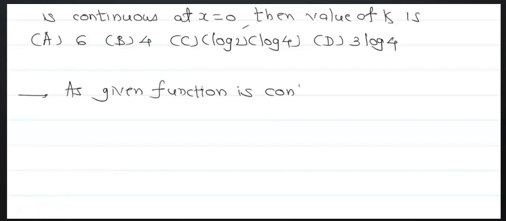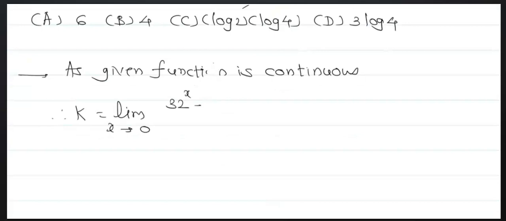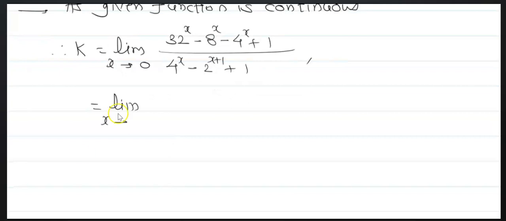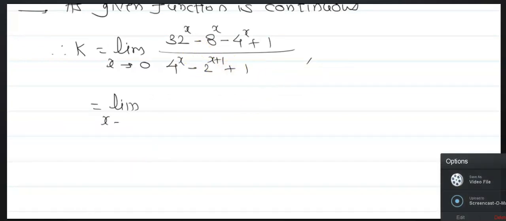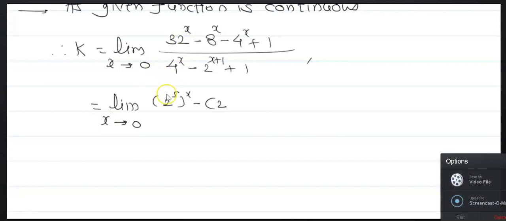As the given function is continuous, k is equal to the limit as x tends to 0 of (32 raised to x minus 8 raised to x minus 4 raised to x plus 1) upon (4 raised to x minus 2 raised to x plus 1), and if we evaluate that, then you will get: what is 32? 2 raised to 5, in bracket, raised to x. 8 means what? 2 raised to 3, in bracket, raised to x. 4 means what? 2 raised to 2, in bracket, raised to x plus 1.